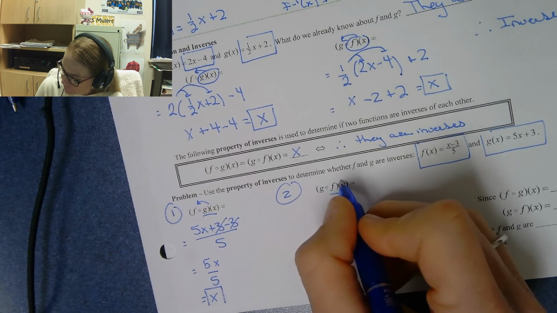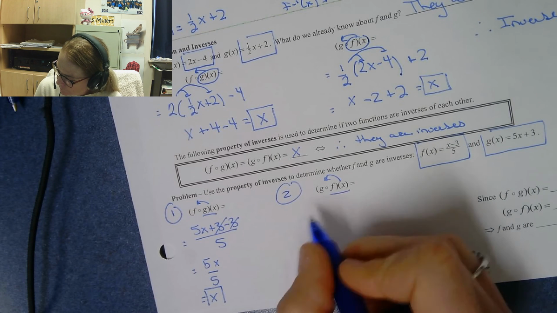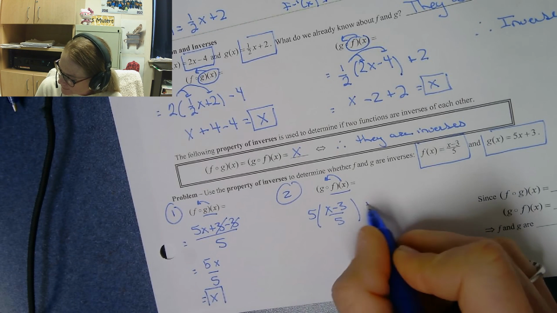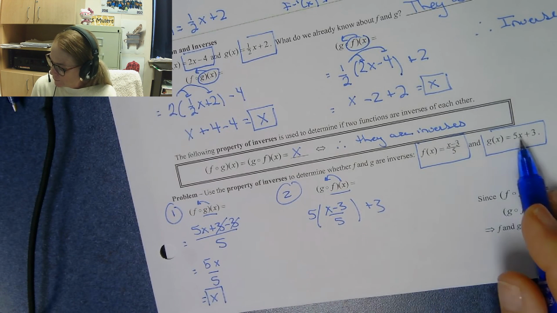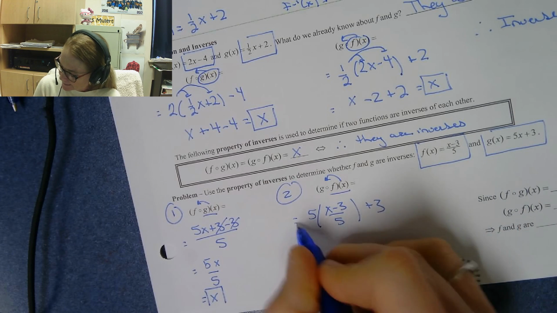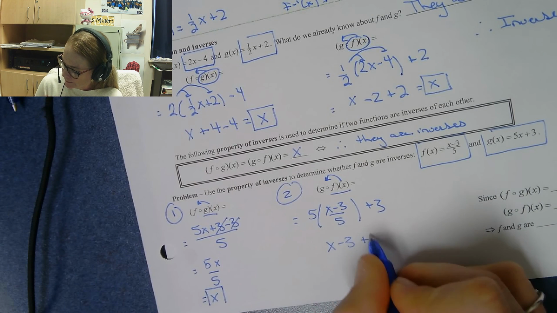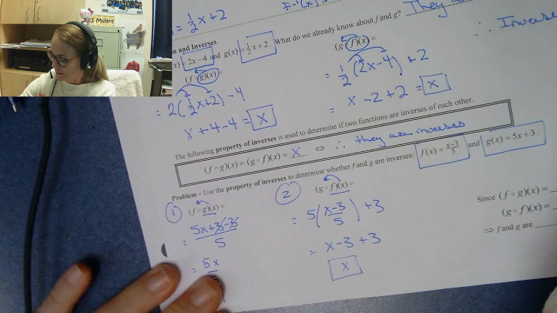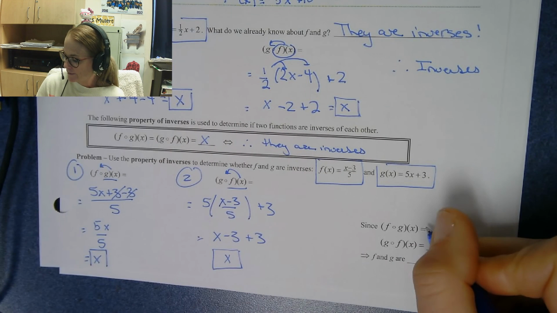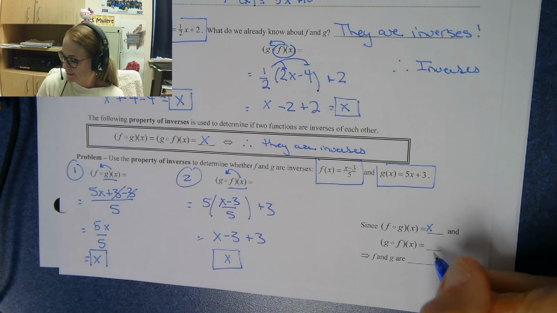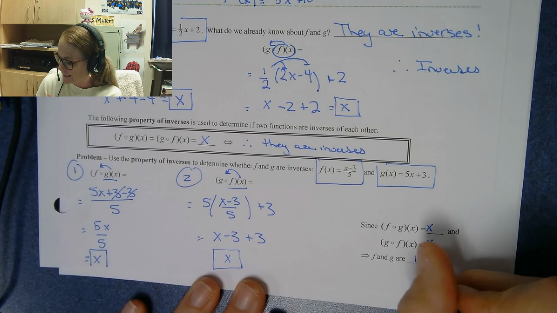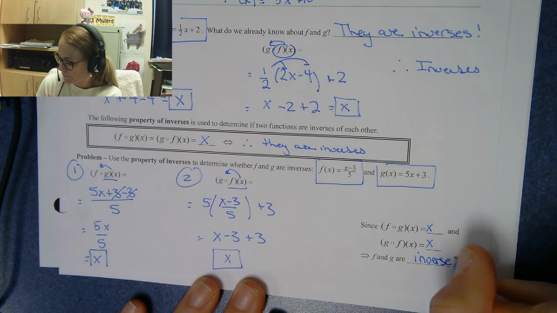Sometimes it'll only happen one way and not the other, so you have to do the test twice. So I'm going to plug f of x into g. So 5 times x minus 3 over 5 plus 3. I'm just plugging this equation into this equation at the x. x minus 3 plus 3, and that is x. So since the composition of f of g is x, and the composition of g of f is x, they are indeed inverses of one another.